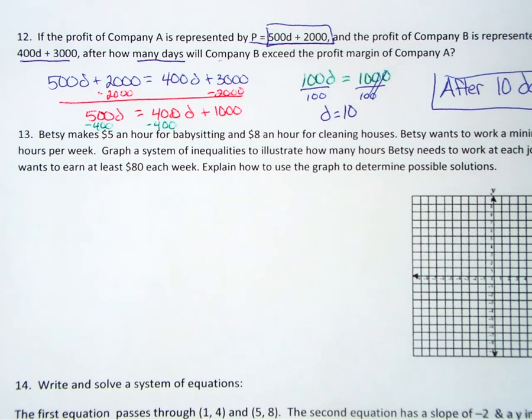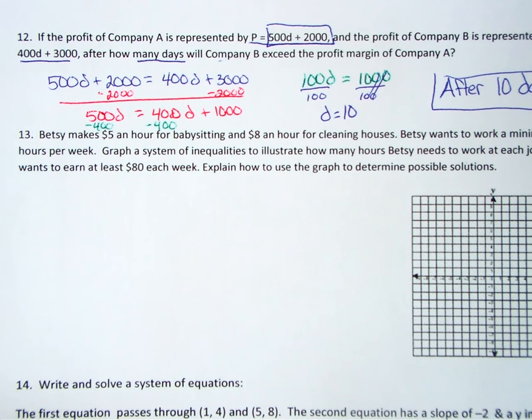Betsy makes $5 an hour for babysitting and $8 an hour for cleaning houses. Betsy wants to work a minimum of 10 hours per week. Write a system of inequalities to illustrate how many hours Betsy needs to work at each job if she wants to earn at least $80 each week. Explain how to use the graph to determine the possible solutions.